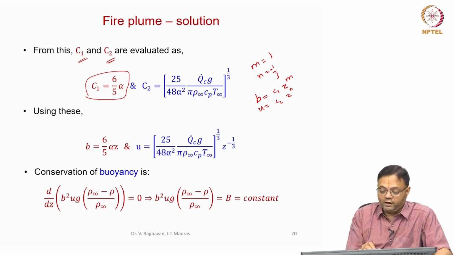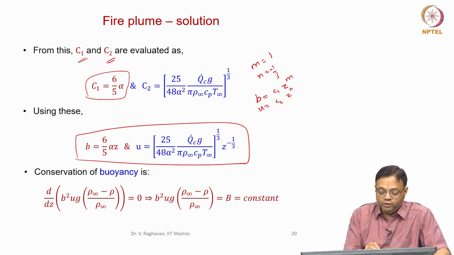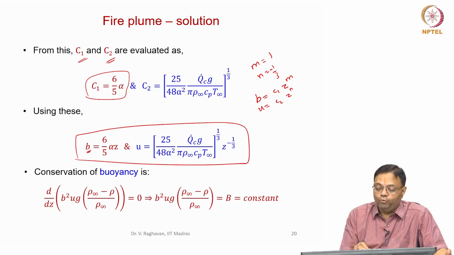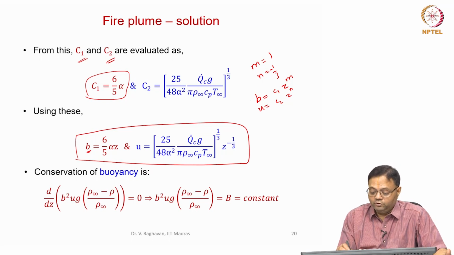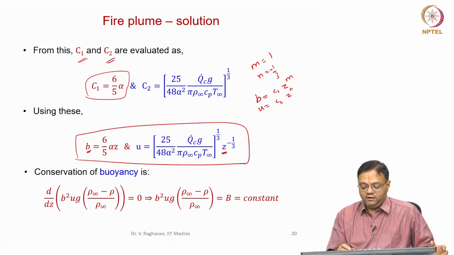So, I substitute here and get the expressions for the plume radius, 6 by 5 alpha into z. So, as z increases, alpha being a constant, plume radius increases. Now, u is something which is dependent on the ambient properties, fuel property, etc., into, so this is constant, correct, into z power minus 1 by 3. That means velocity reduces as height increases.